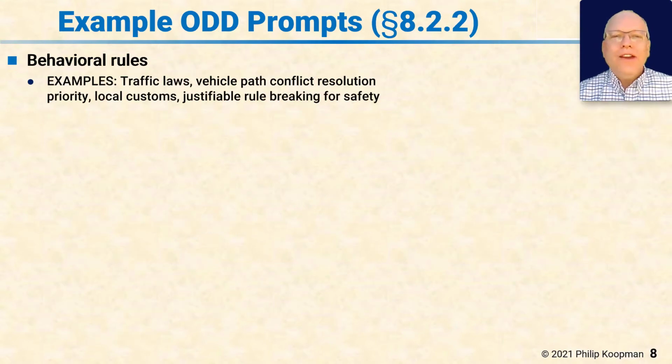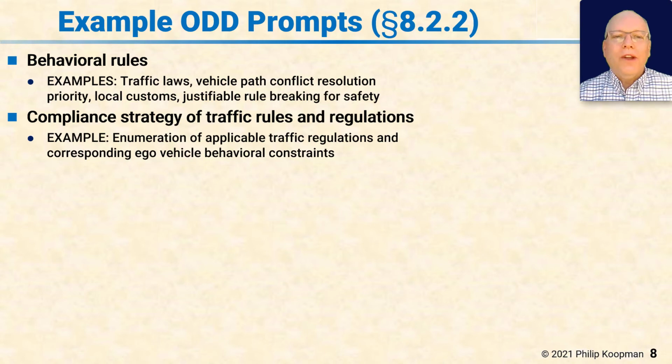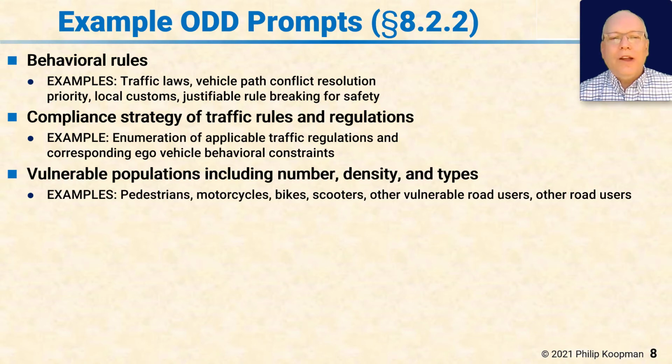As a further example, here are some operational design domain prompts. So this is a small subset of the types of things that are said to be important and that have to be included in a safety case for operational design domain. One is behavior rules, and it gives as examples traffic laws, vehicle path conflict resolution, local customs, justifiable rule breaking. There's also a compliance strategy of traffic rules and regulations. So the first one said you have to identify what the traffic laws are, but this one is how to argue that you actually conform to them and that you won't break traffic rules unless it's necessary or somehow appropriately safe to do so. There's a prompt element about vulnerable populations, including number, density, and types.